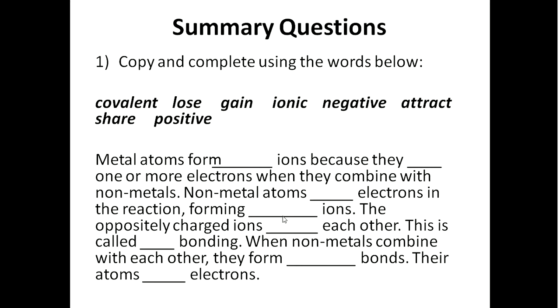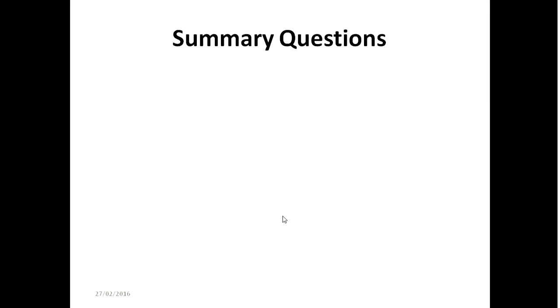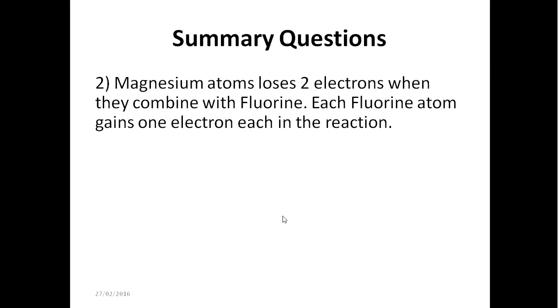Metal atoms form positive ions because they lose 1 or more electrons when they combine with non-metals. Non-metal atoms gain electrons in the reaction, forming negative ions. The oppositely charged ions attract each other. This is called ionic bonding. When non-metals combine with each other, they form covalent bonds. Their atoms share electrons.